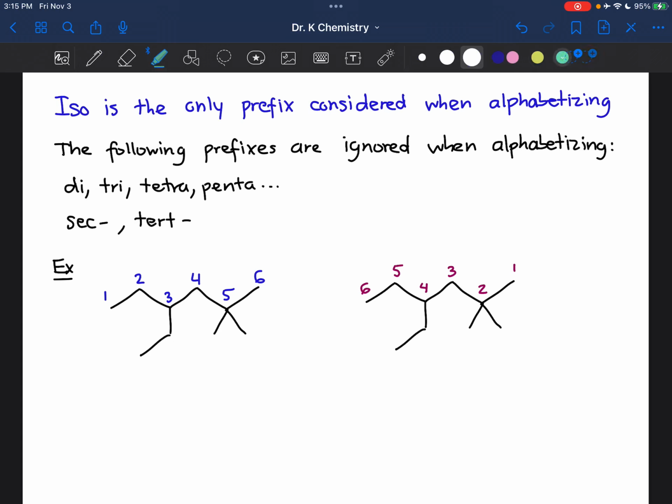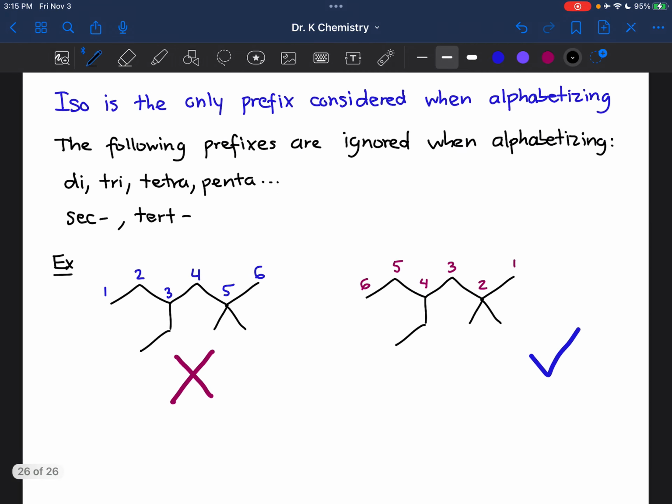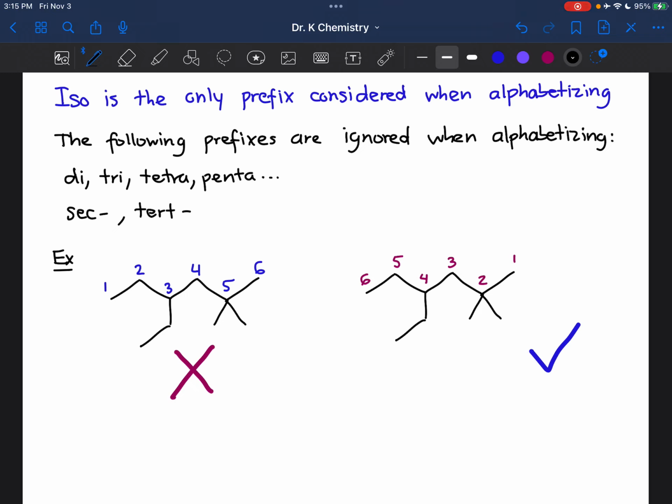Okay, so in the example on the left, I see that my substituents will appear on carbons 3 and 5. In the example on the right, the substituents appear on carbons 2 and 4. And I want to give the substituents the lowest possible number, so I'm going to use the system on the left, not the system on the right. And in this scenario, I see that the longest continuous carbon chain is 6 carbons long. So the parent here is hexane. And then I'm going to take a look at these substituents individually.